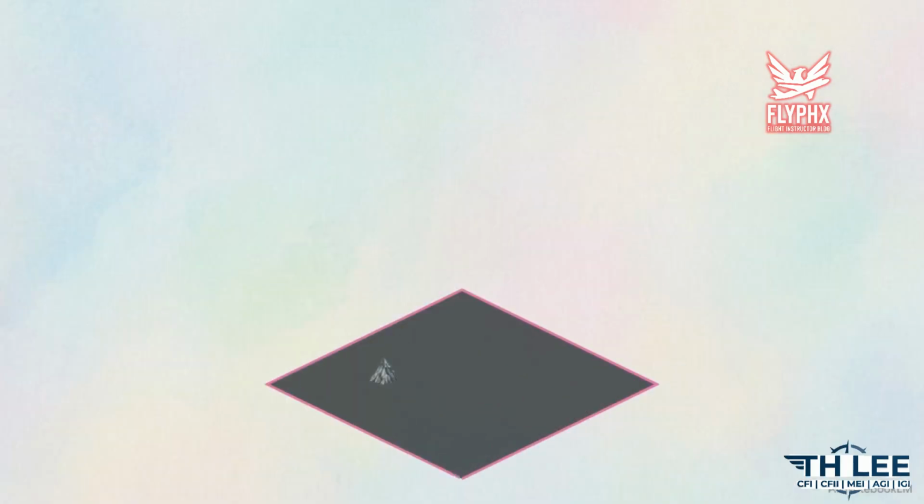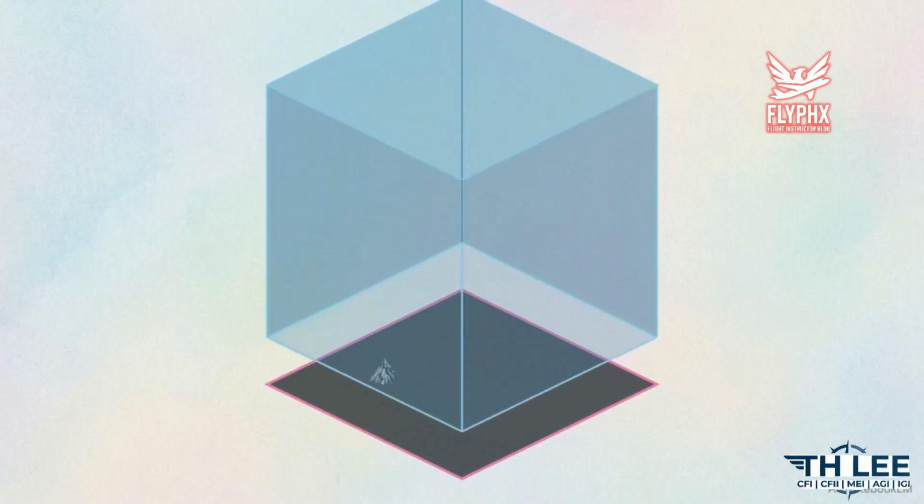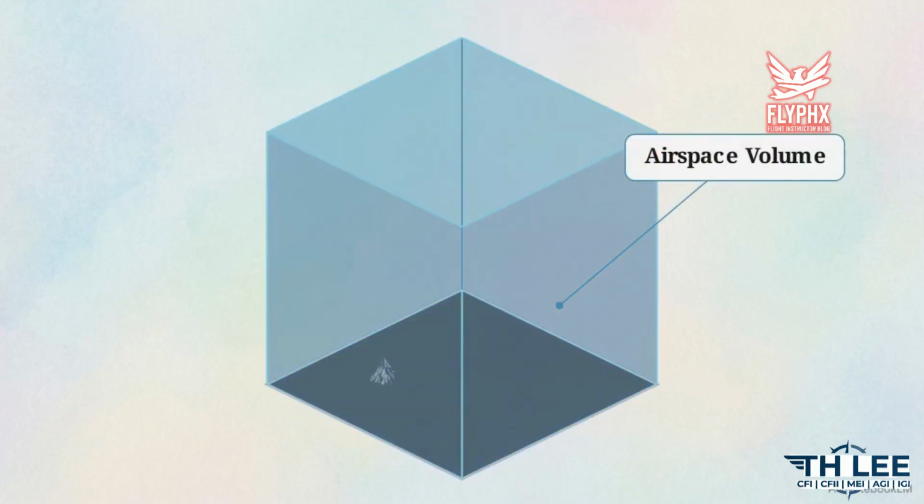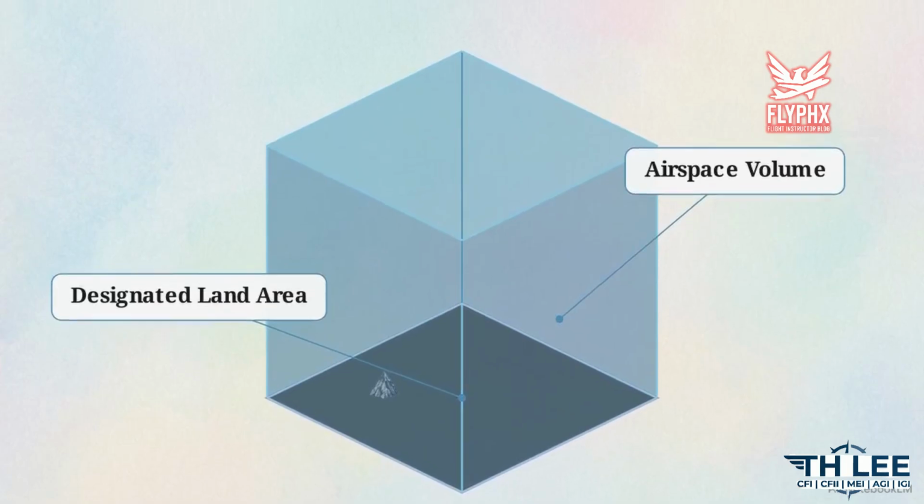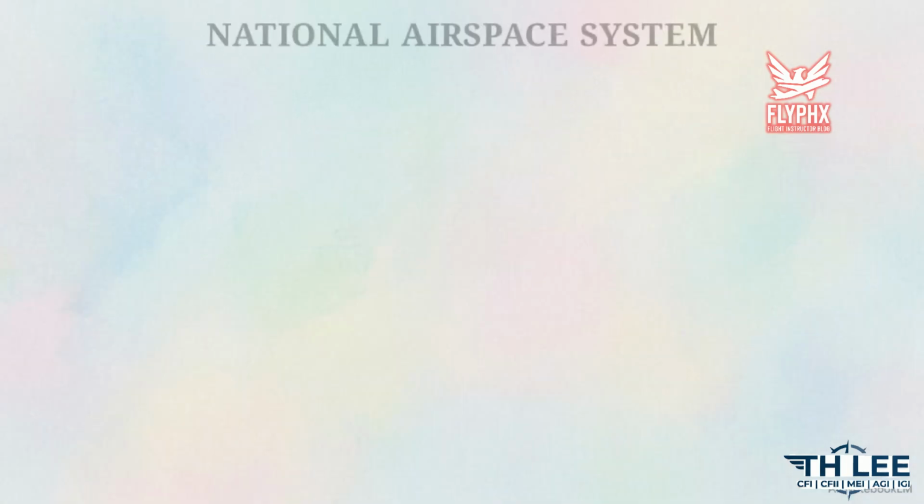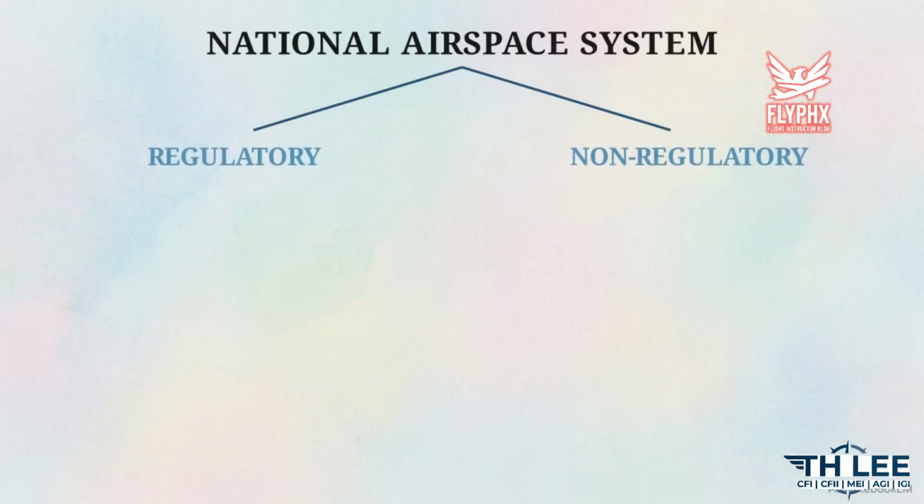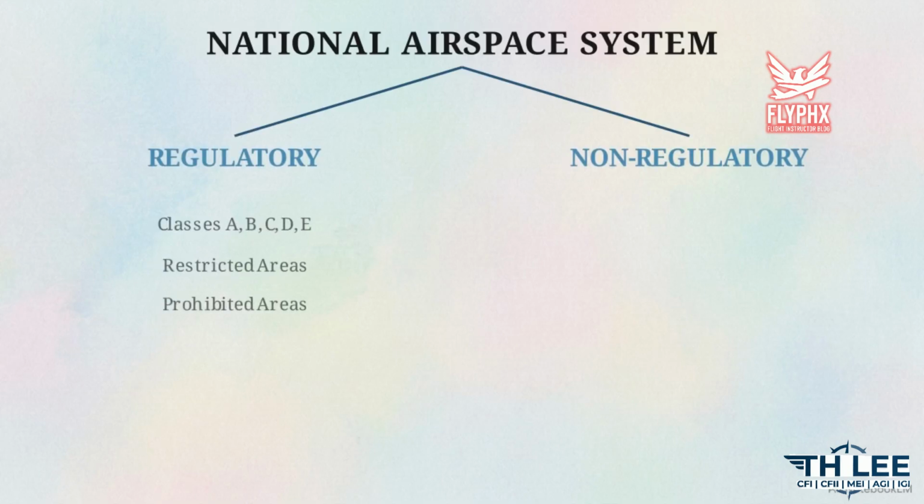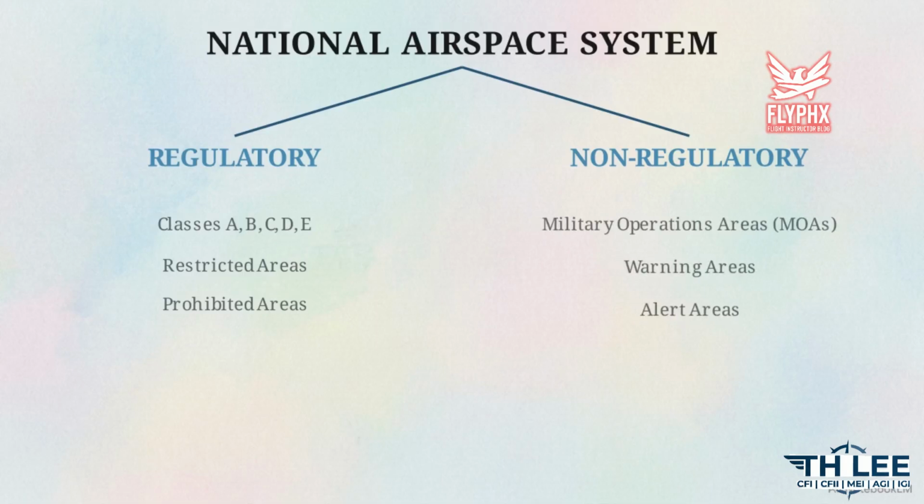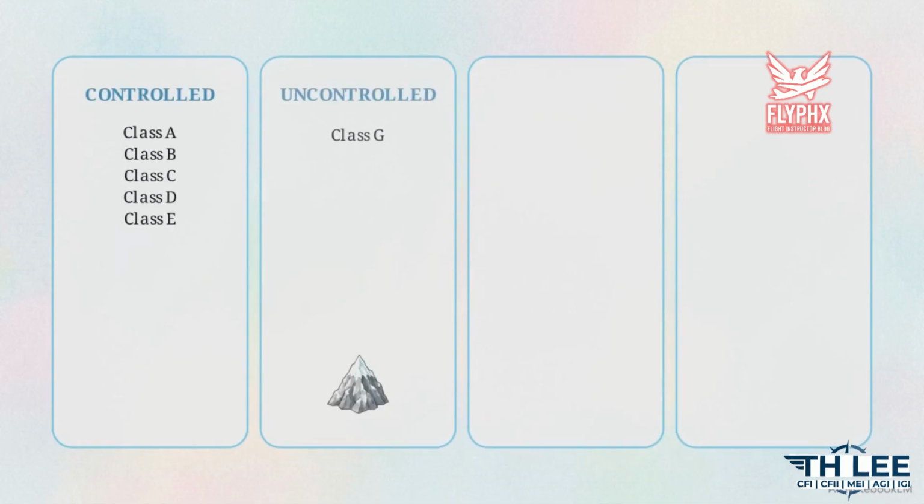At its most basic, airspace is exactly what it sounds like, a specific portion of the atmosphere above a designated land area. We divide this massive volume of sky into two absolute categories. First is regulatory, which includes classes A through E, along with restricted and prohibited areas. Second is non-regulatory, covering military operations areas, warning areas, alert areas, and controlled firing areas.